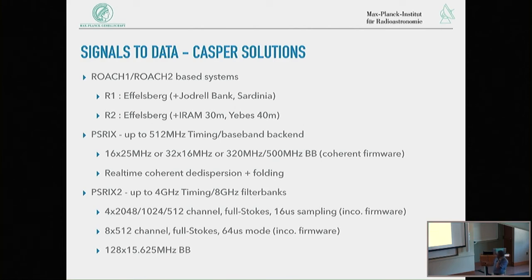So what do we have with the PSRX or the Roach 1 instrument? We got 512 megahertz mode for timing and as a baseband backend.